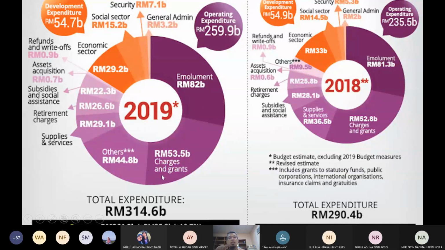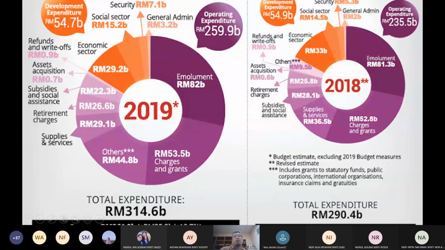Then they also call it charges and grants. So you can see the word grants there. These are the distribution to statutory bodies or any form of grants that is given to companies sometimes. There are incentives for the government to provide or to promote certain industries, so they provide grants. And then supplies and services. Part of it definitely involves procurement. So 29 billion.